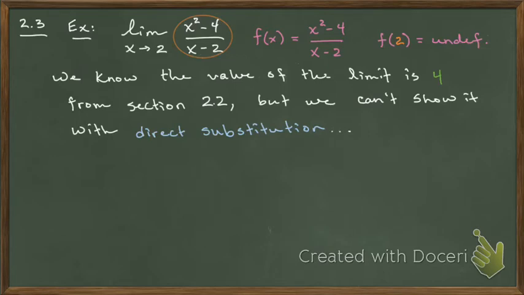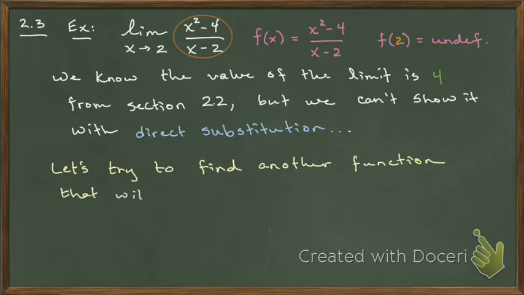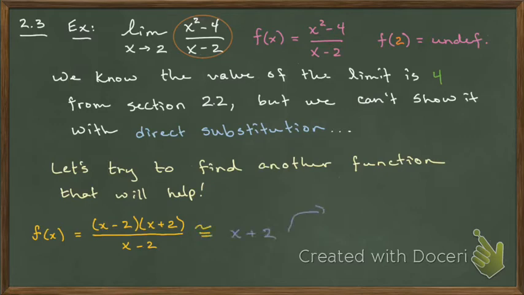The approach that we'll take is the following. We're going to try and find another function that will help us. In this case, I'm going to rewrite things here. Here's my function. I'm going to factor, and that difference of squares breaks down rather nicely. It factors to x minus 2 times x plus 2. We see that I can cancel the x minus 2's there. I have to be careful when I do that. Watch what happens. I say that this is about equal to x plus 2.